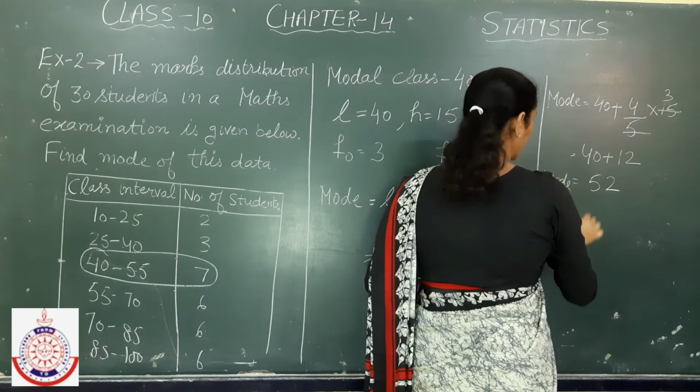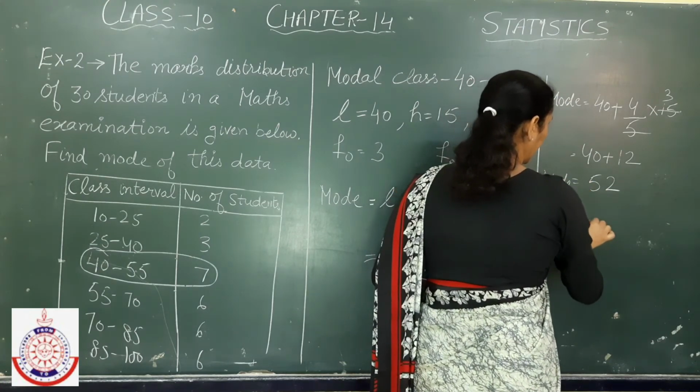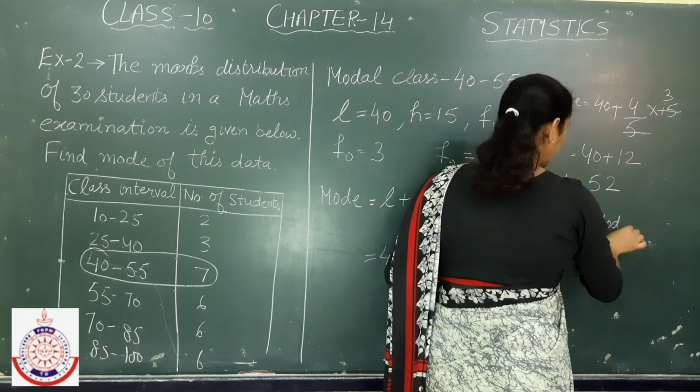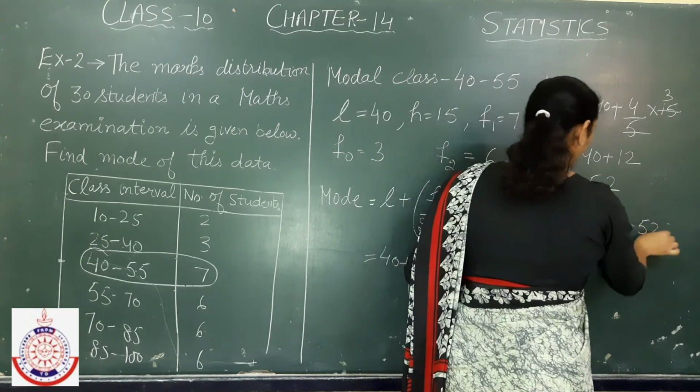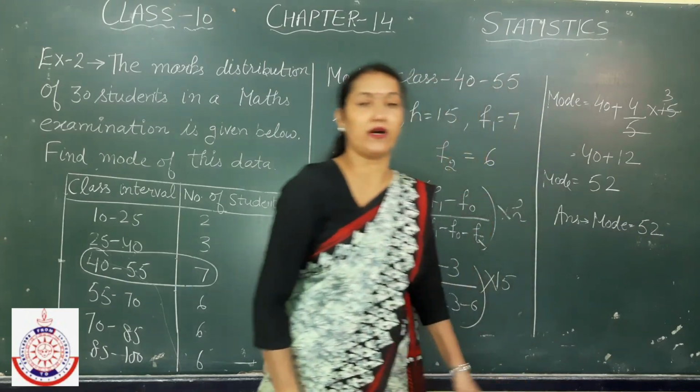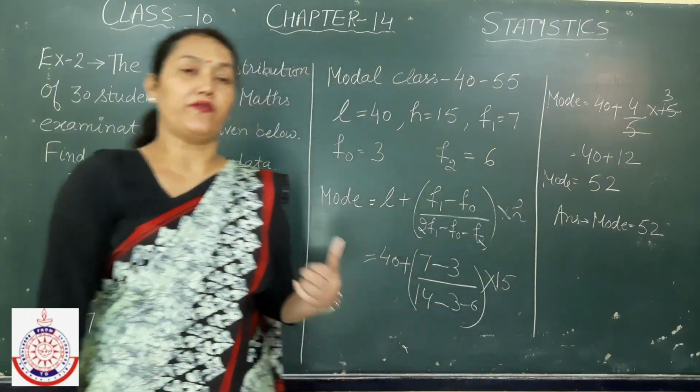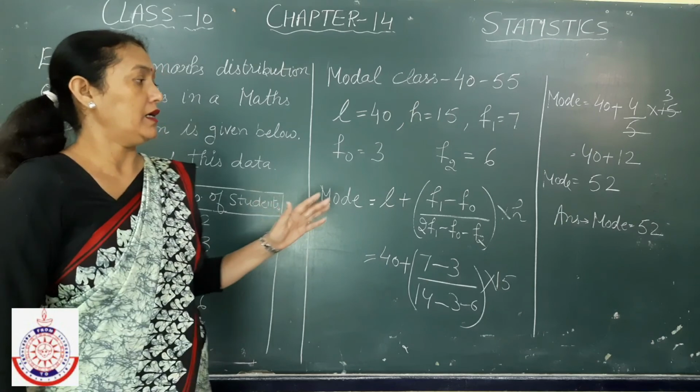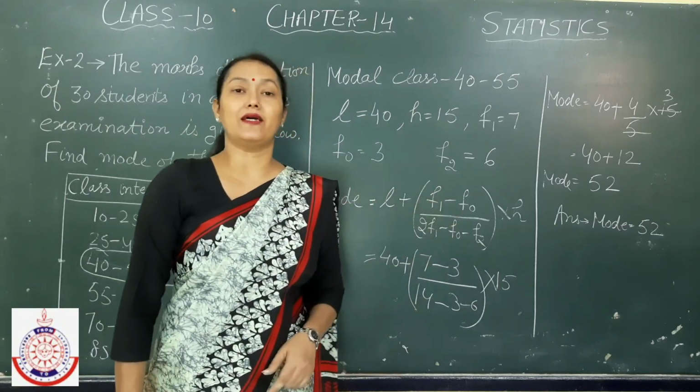So we have got the answer as mode equals 52. They had asked us to calculate the mode of the given frequency table, and we got the answer as 52.